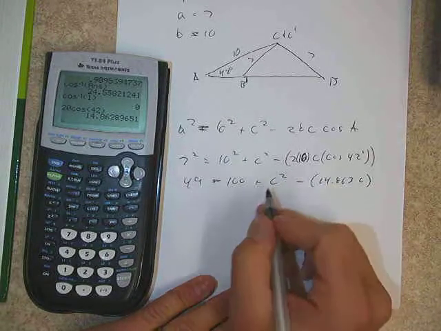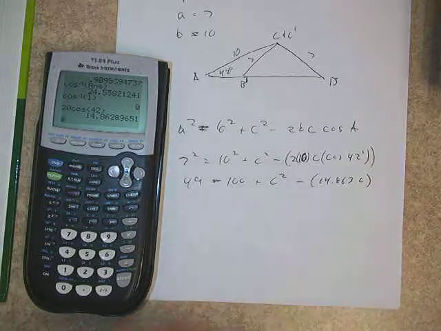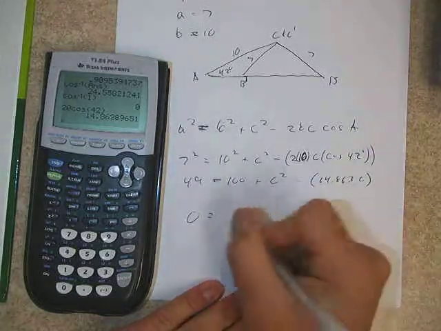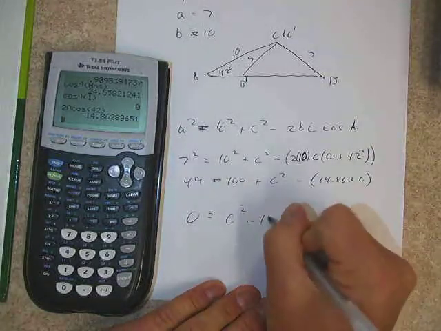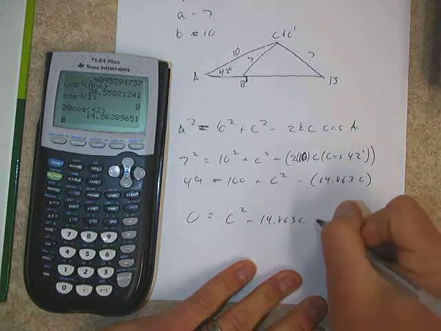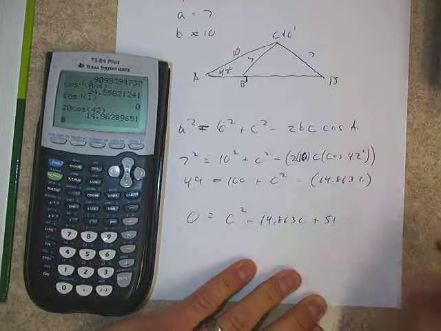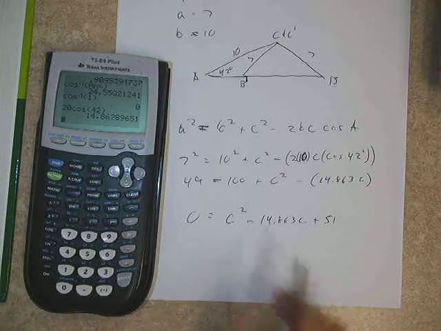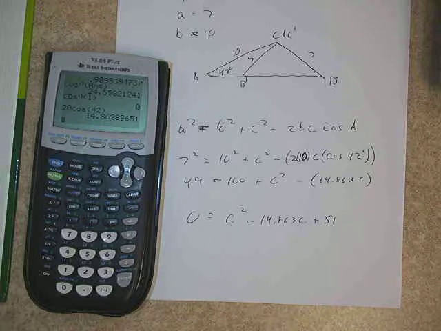At that point, what we want to recognize is that we have a c squared, a c term, and a constant, so it's a quadratic equation, isn't it? The best case would be to put 0 on one side and have c squared minus 14.863c, and then over here plus 51.